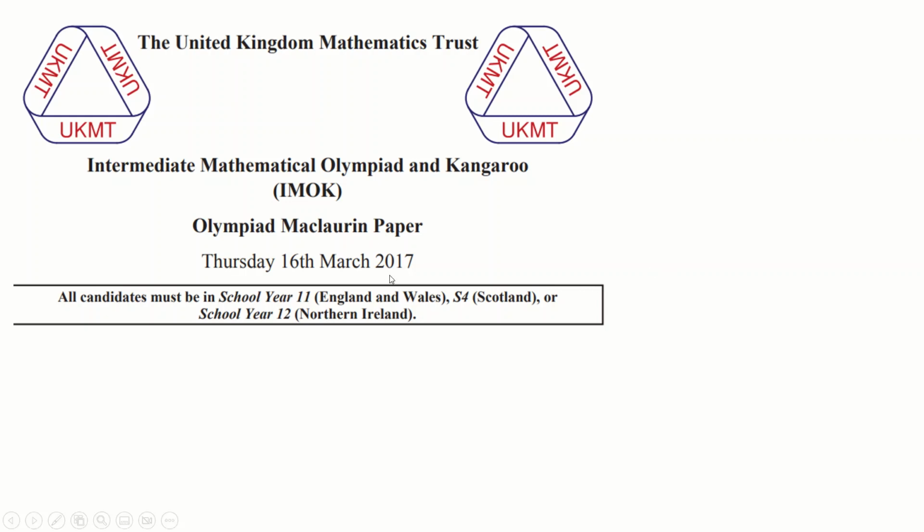So coming from all the way back in 2017, this is the Intermediate Math Olympiad Maclaurin paper for the easier groups. It's 6 questions, 2 hours, 10 marks per question for a total of 60 marks. You've got to present all working and stuff like that, it's all marked. So even if you don't get all the way to the answer, you can still pick up some marks.